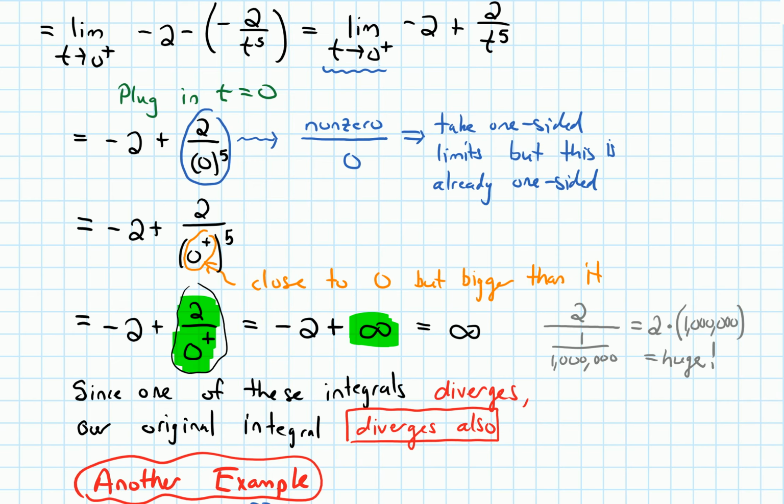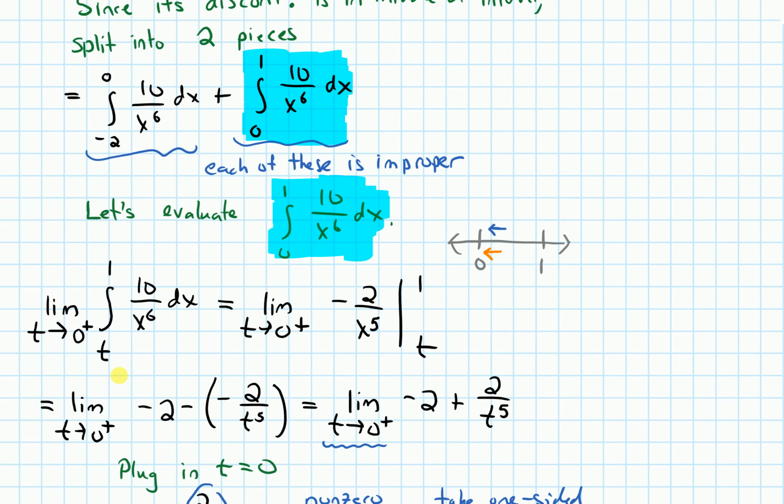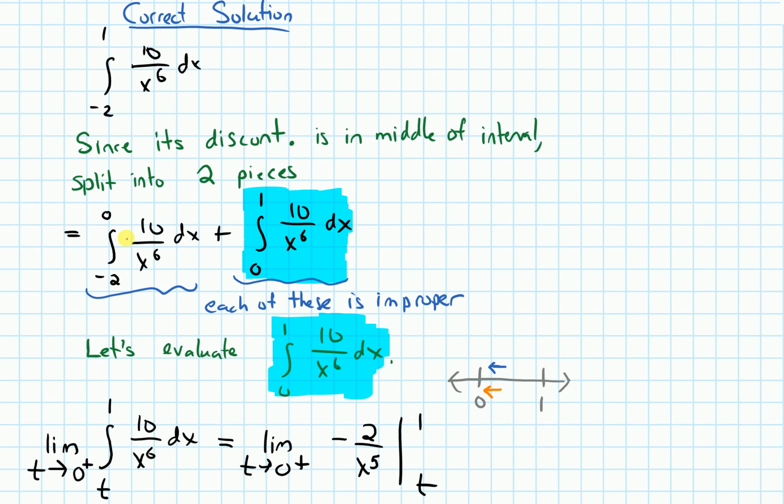So when we split up an integral into two pieces, if either of those pieces diverges, the original one diverges. So that's nice. We didn't have to do both of them. Just doing the second one and getting that it diverges gave us the answer automatically. It does turn out that if you were to evaluate this first integral, it would also diverge. That doesn't always happen though.